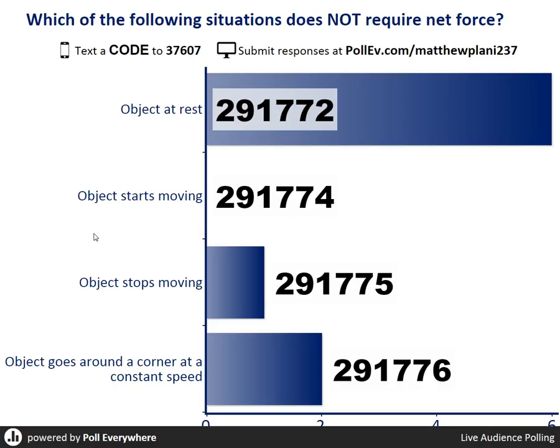We talked about back in chapter 3 that there are 3 things that could be acceleration, right? What are the 3 things that could be acceleration? Speeding up, slowing down, changing directions. All 3 of those are acceleration. Therefore, an object starting to move, an object stopping moving, and an object going around a corner at a constant speed. Even though it says constant speed, that last one is still acceleration. So the only one of these 4 that does not require a net force is an object at rest.